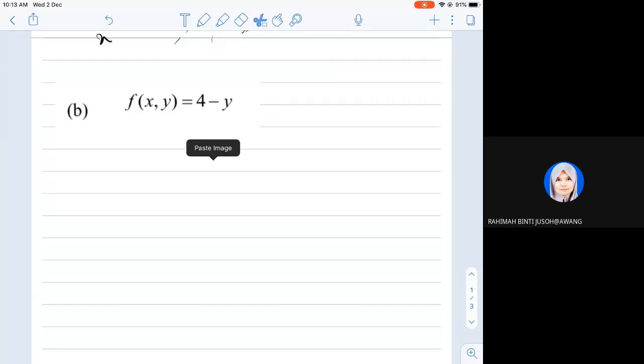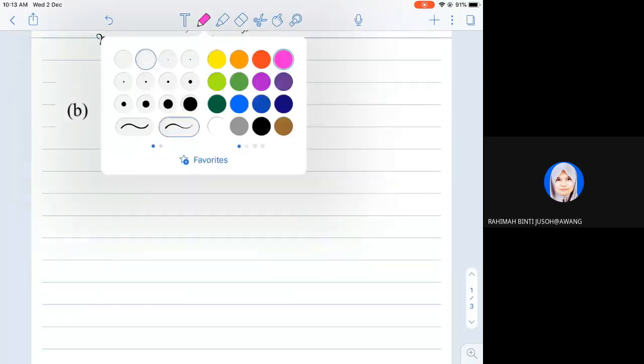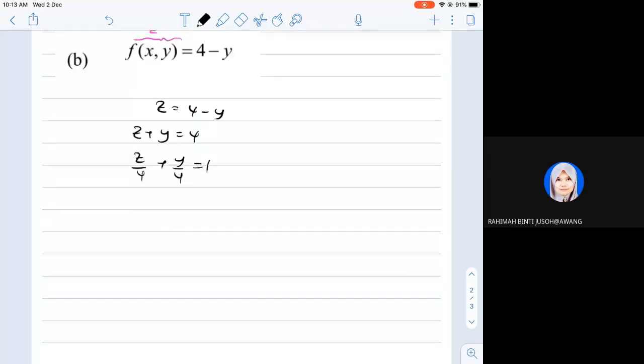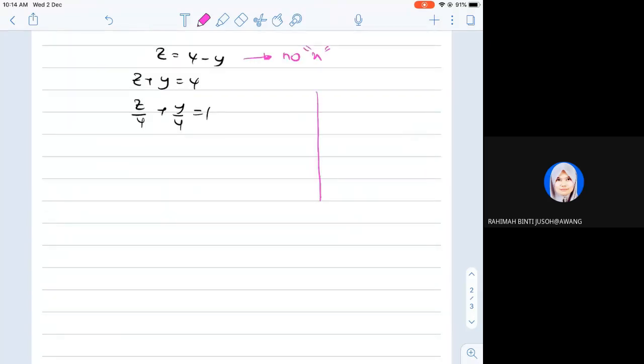This is 4 minus y. We know that this is equivalent to z, so we will have z equals 4 minus y. By using the intercept form, we have z plus y equals 4, so z over 4 plus y over 4 equals 1. So we will have again a plane. There is no x here, so this plane should be parallel along x. So you have this graph.